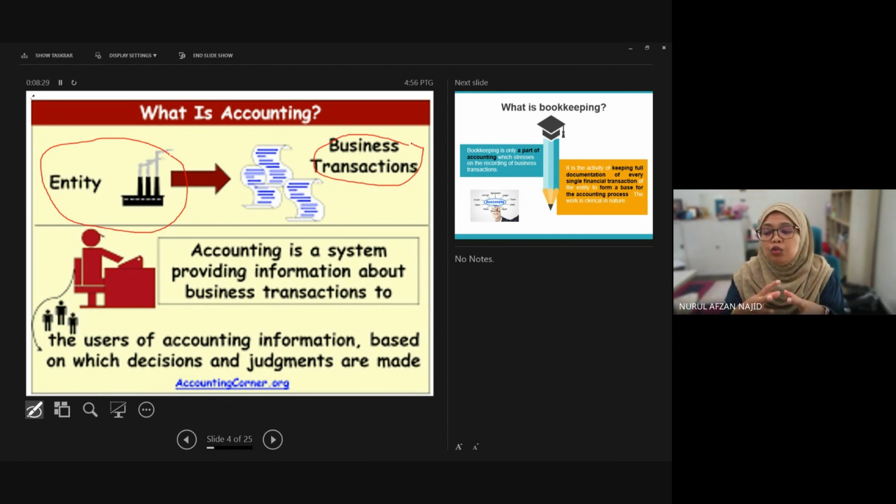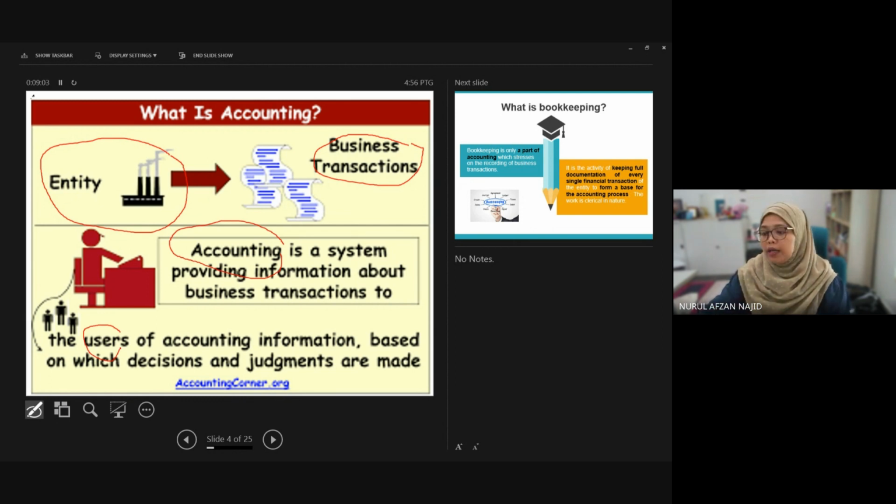So kita kena ada satu sistem yang boleh memastikan all the transaction yang berlaku itu kita compilekan untuk digunakan oleh users of the accounting information. That's why wujudnya accounting ini sebagai satu sistem that will provide the information about the business transaction to the users of accounting information. Okay, so tak kisahlah dia nak buat decision dalam bentuk apa ataupun judgement dalam bentuk apa. Okay, so that is the definition of the accounting.